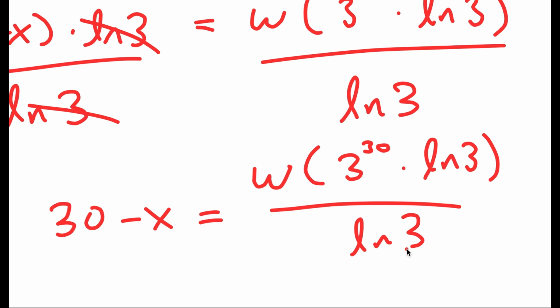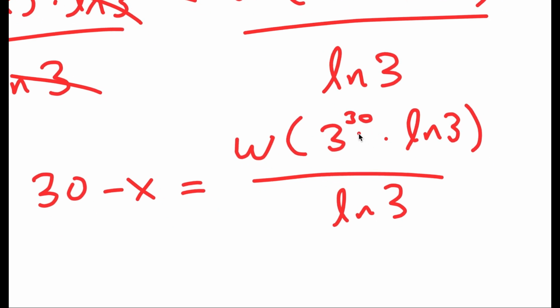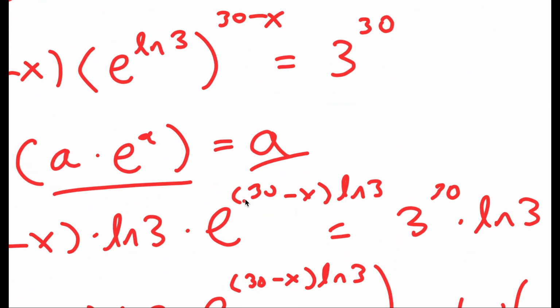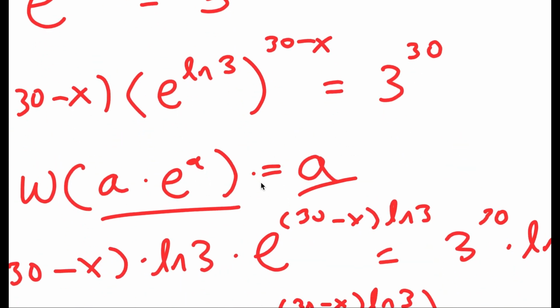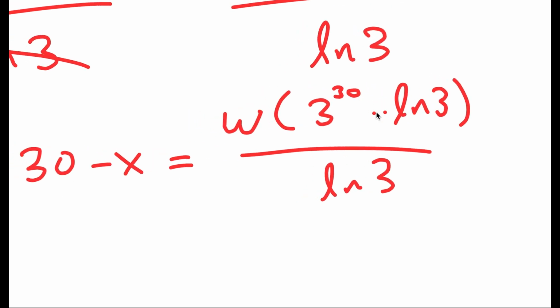Now, for the W Lambert function over here, to be specific, the numerator over here, this can't be more simplified because we need something in the form, going back over here, a times e to the power of a. Well, we don't have e over here, so we can't really simplify this W Lambert function. So we can actually just leave it like this. That's actually an appropriate way to leave this. So we don't really have to do anything with this. We can just leave this as W of 3 to the power of 30 times ln 3.